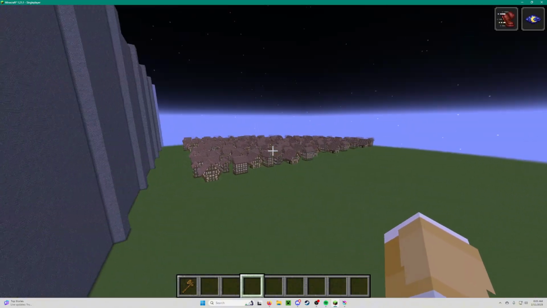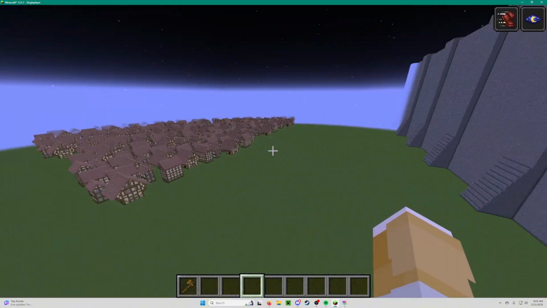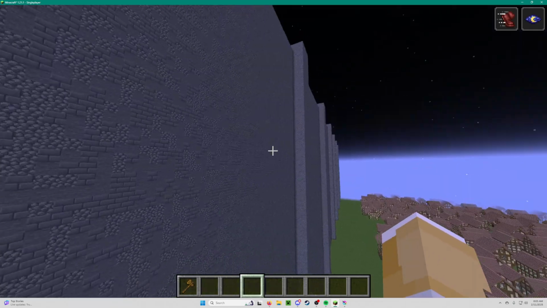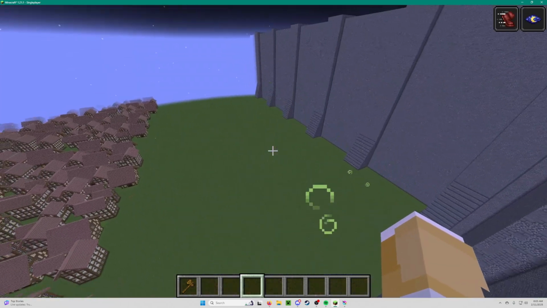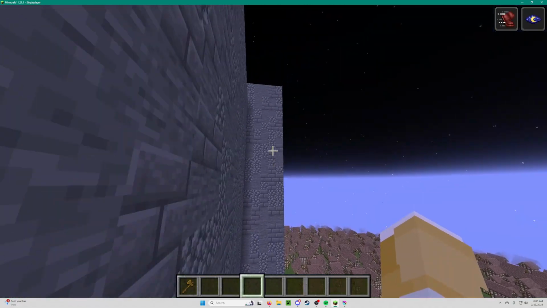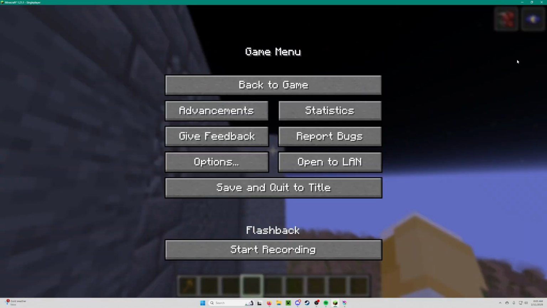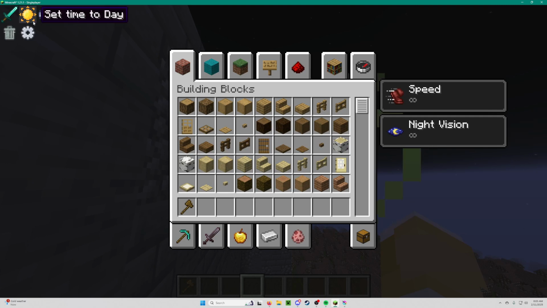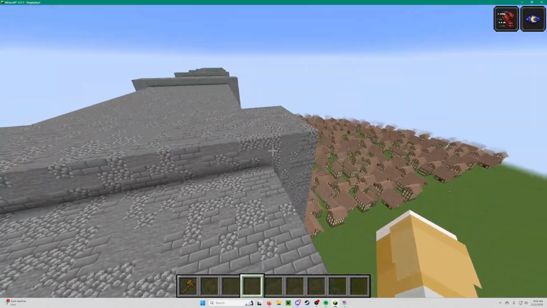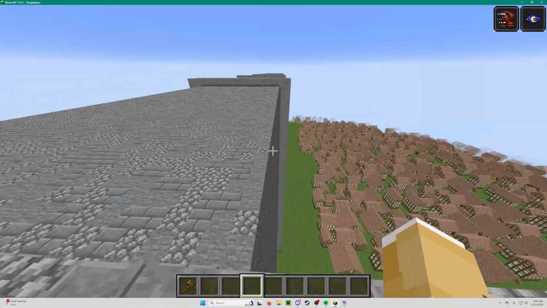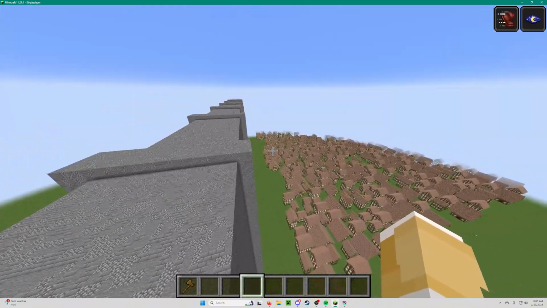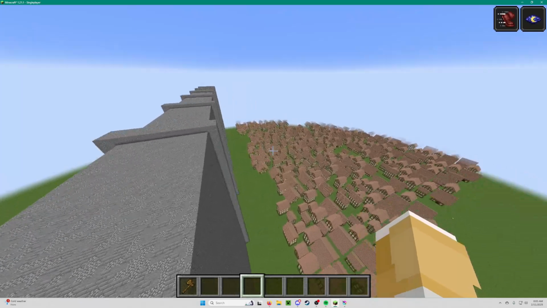So a lot of this is going to be switching between tabs and windows, because I can't change my speed when I'm flying, which really sucks. Let me change the time to day, and we'll get started. If you're planning a big project, the first thing you want to do is figure out the scale that you're in and figure out all the math.